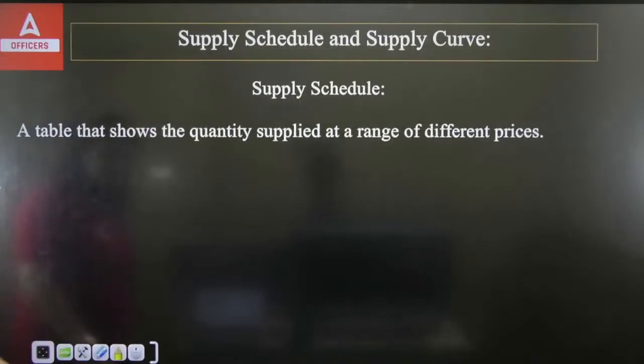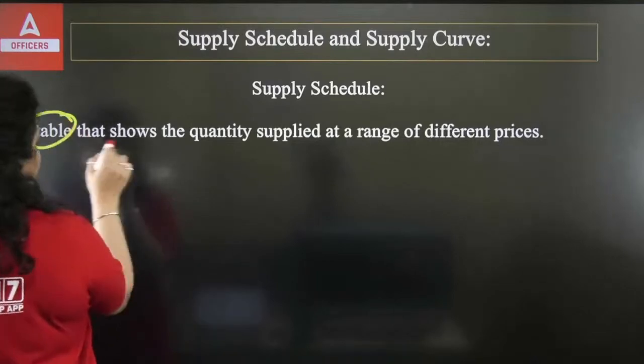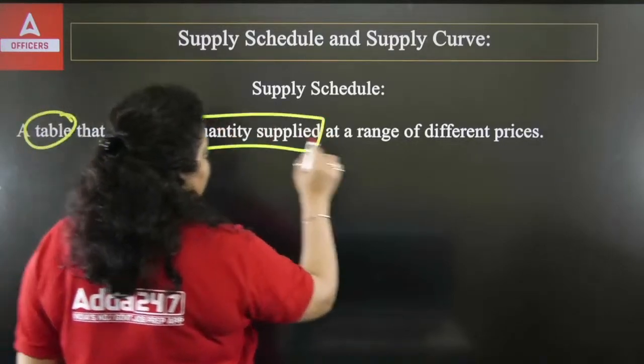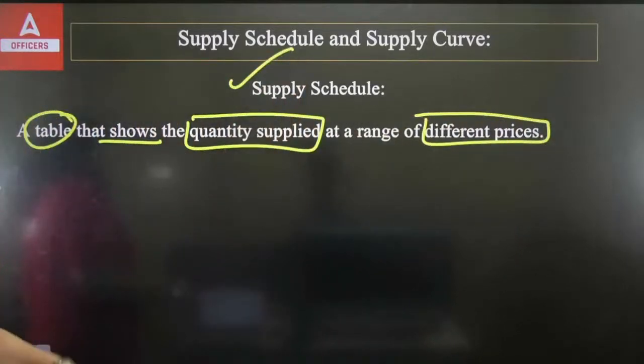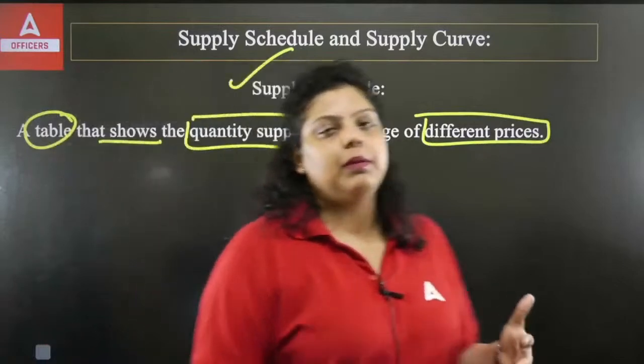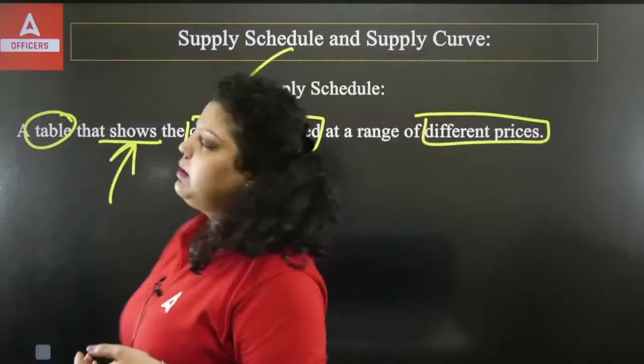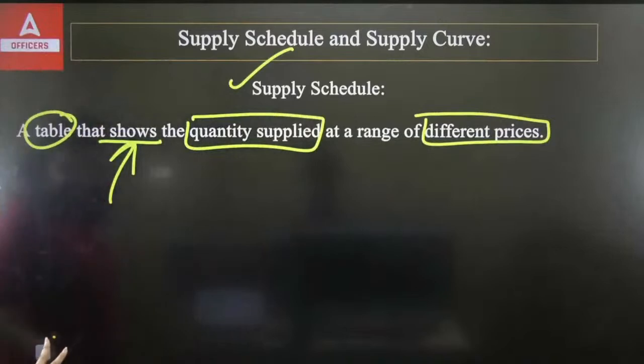Now what is supply schedule? A table that shows quantity supplied at a range of different prices. That's a supply schedule. So when the relation between price and quantity supplied will be shown in a table, that will be known as your supply schedule.